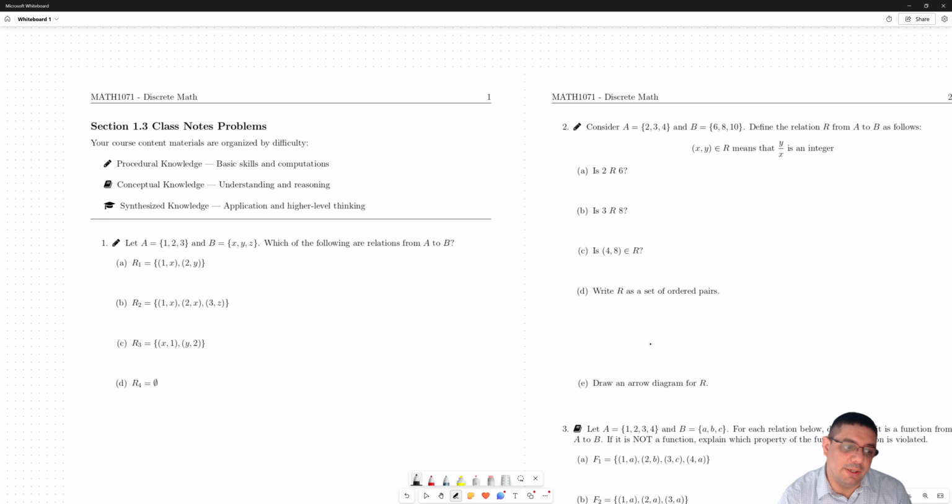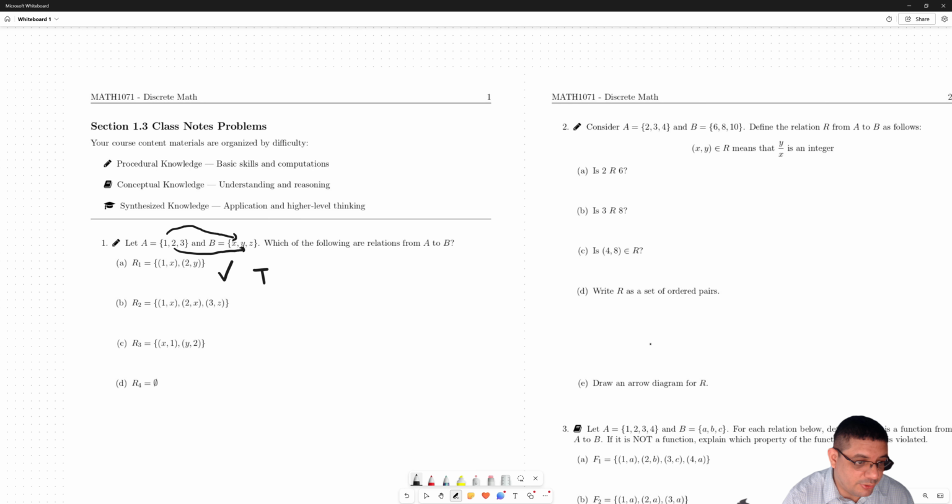So for number 1, we have the relationship (1, x), (2, y). Indeed, we have things that are going from the set A to the set B. And that's pretty much the requirement for a relationship to work. So indeed, these are ordered pairs with the first entry in A, the second entry in B. So this is a relationship. So the answer is true here, yes.